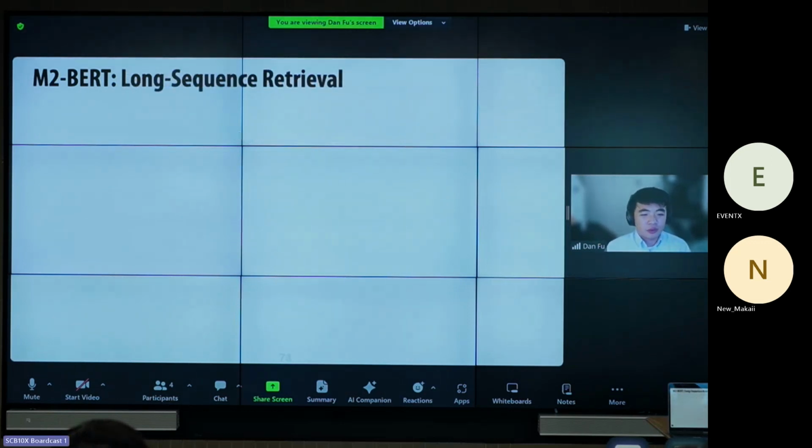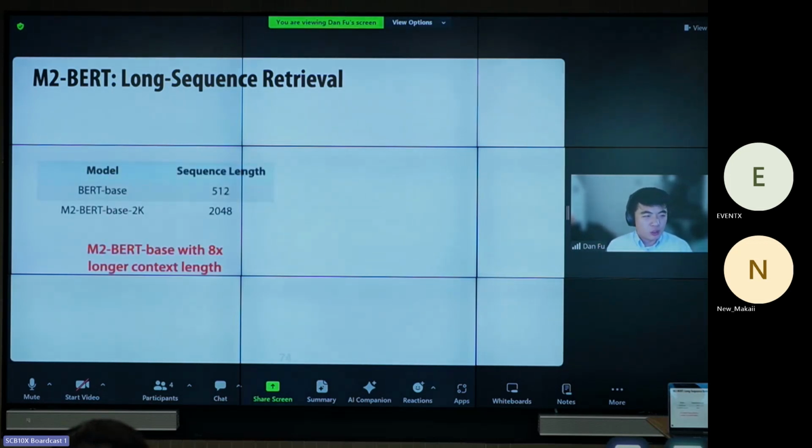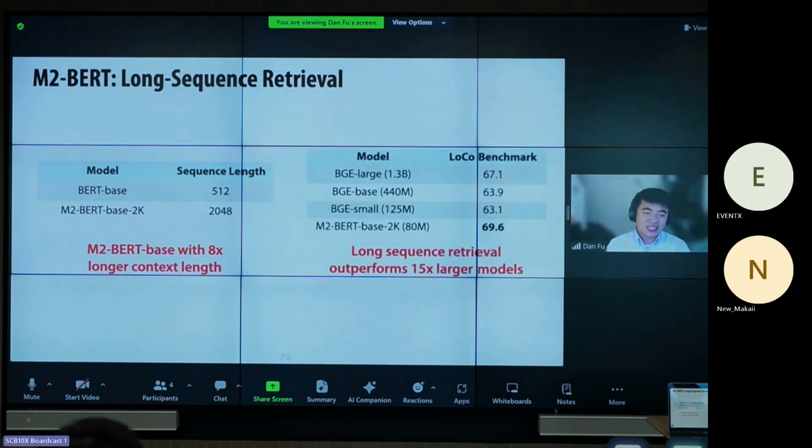So what does this long sequence performance allow us to do? We've started to scale up long sequence retrieval models. So we've trained up M2-BERT-base 2K. We also trained up 8K, though this 2K is now slightly old. So we're able to train BERT-based models with 8 times longer context length than we had before. We take these models, train them to do long sequence retrieval, and we see impressive performance. Here it's showing performance, and we're showing double-digit improvements over models that are 15 times larger. So if you have long sequence tasks and you have these long sequence models, you can outperform much larger, much more expensive models just by going to long sequence.